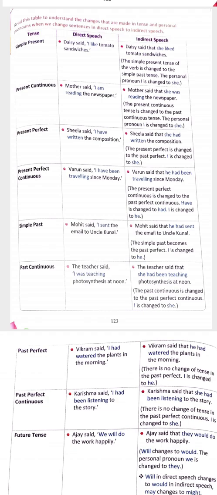Now we have to change the pronoun, and here I changes into Daisy, and Daisy is a girl, so we will write she. Now the first thing is to identify the tense, and here we have the simple present tense, so we will change it into simple past. So now our sentence would be like, like changes into liked. She liked tomato sandwiches. Okay students, so now we have made our first sentence.